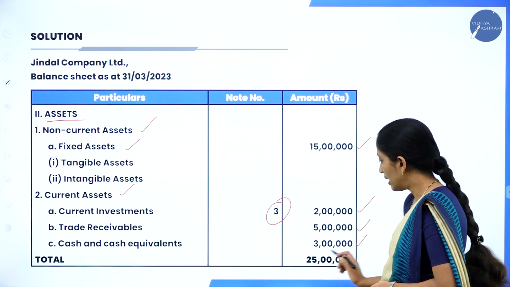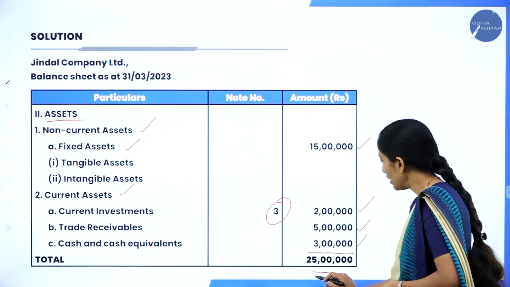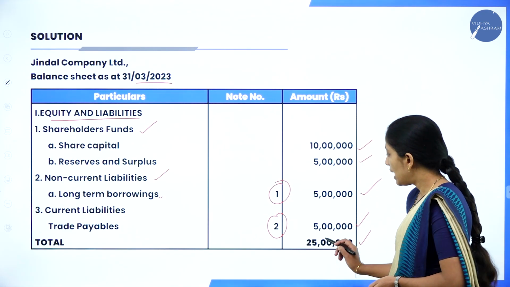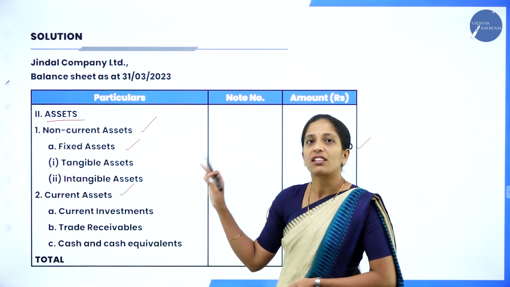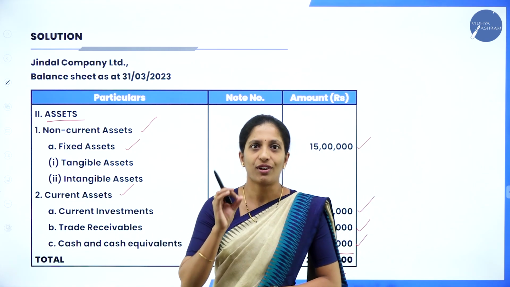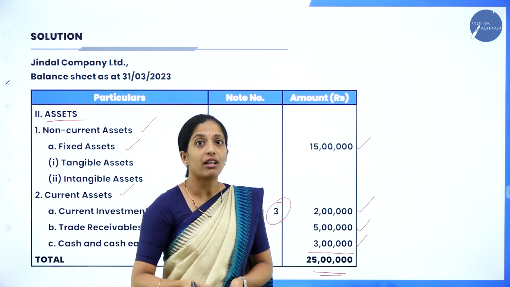Now you will total. So total should be how much? 25 lakhs. The total of liabilities should be equal to the total of assets. So this is how you are going to solve a 6 marks problem. Very easy. You just have to know the format of it.